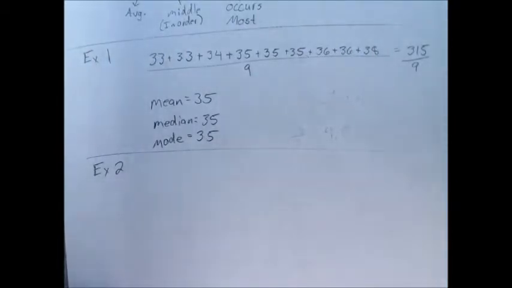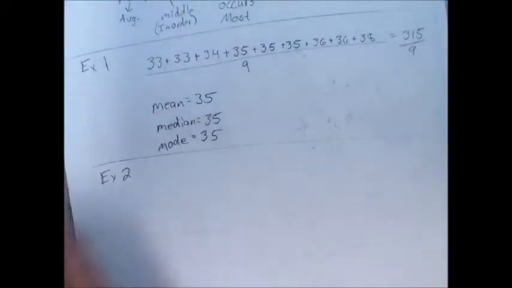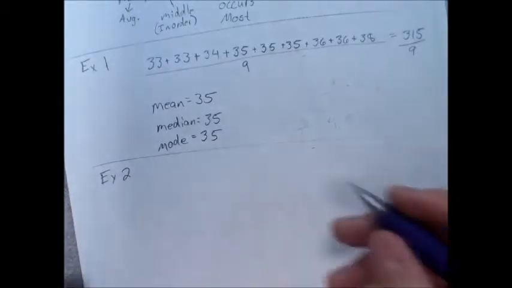Okay, example number 2. They give us a lot of numbers here, guys, so you have to be very careful. The table lists the total points teams scored in two divisions of the All-Star Football League in the 2006 regular season. They divide them by north and south. Okay, so there's your chart. You should be staring at it. It says, does the north or south have the greater range? So the range is what?